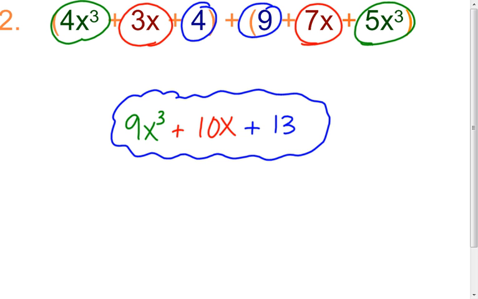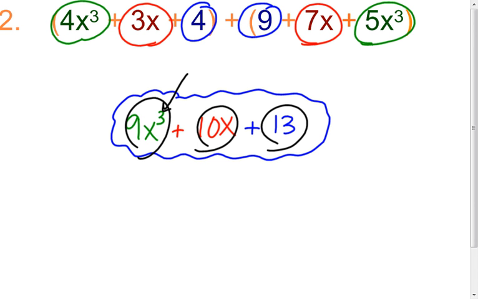I want you to notice that this has 3 terms to it. Just remember there's 1, 2, 3 terms to it, so it's a trinomial. The biggest exponent that I see is a 3, so it's got a degree of 3. And when it has a degree of 3, that means it's cubic. So this is a trinomial, and it's cubic.